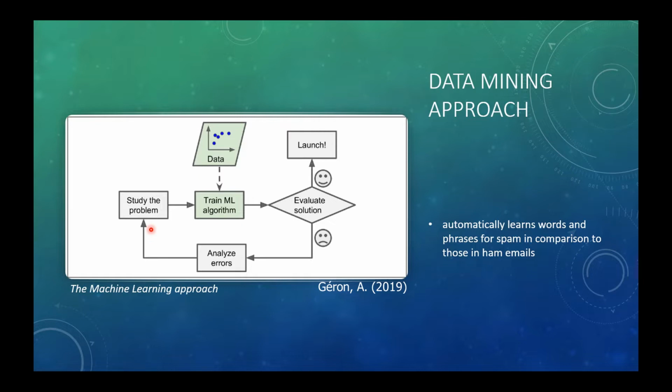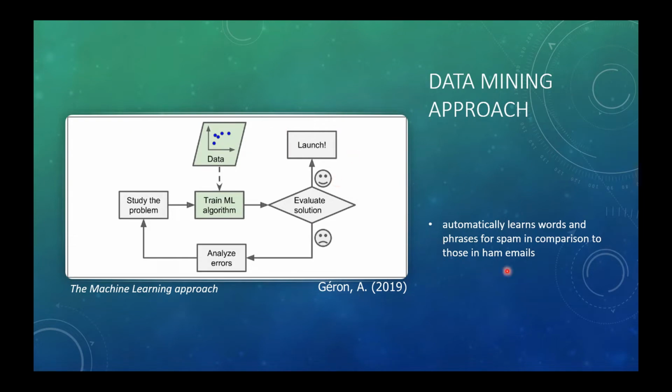Maybe the data has noise. Maybe the data is irrelevant, as I said earlier. Maybe it's not good enough to teach the algorithm. And we start to figure out what the issue is. And then maybe the algorithm we use is not good enough for this kind of problem. Then we use another algorithm and so on until we are happy with the case. Then we launch our product or our application.